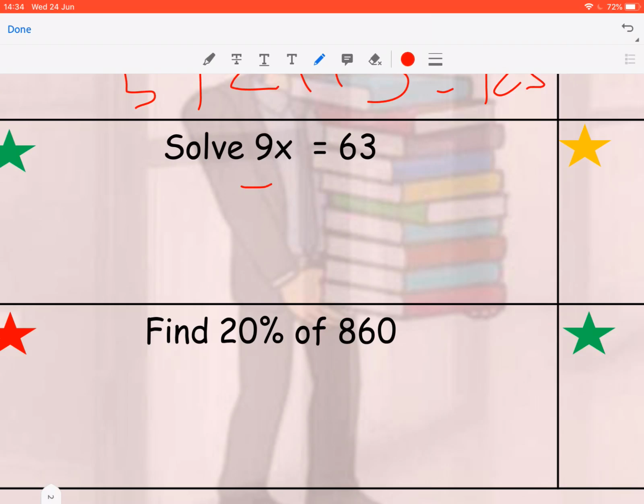9x equals 63. If we divide both sides by 9 to get it just down to 1x, because 1x is what we're trying to find, 1x equals 7.